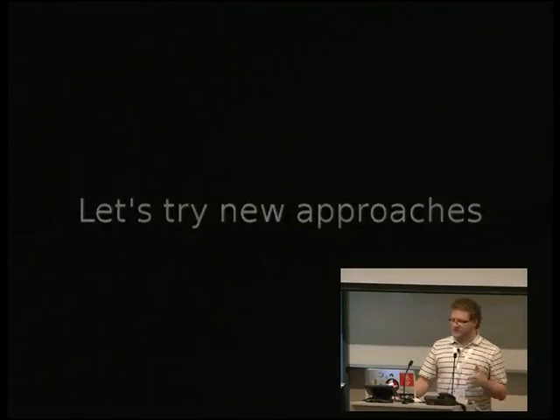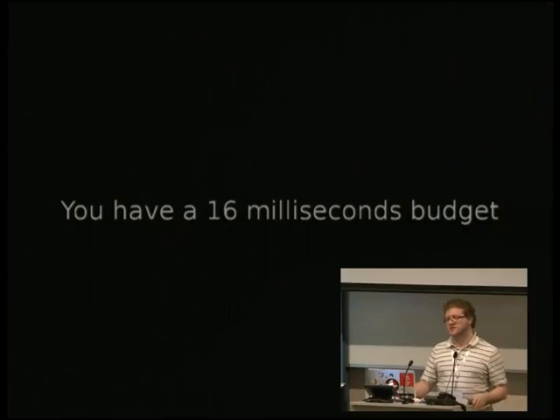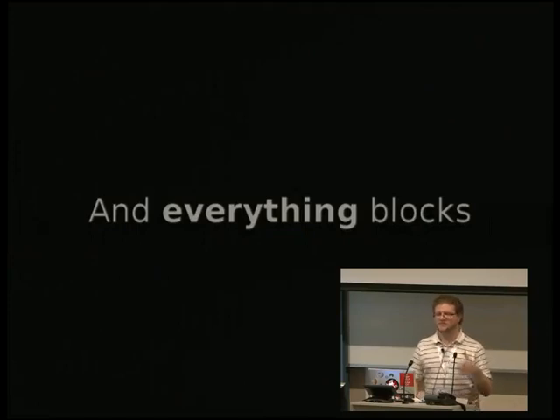The conventional wisdom, for instance, of using threads and toolkits with a main loop is that you should not be crossing the streams. But you have to realize that it's a very hard constraint not to start using the multiple cores in your laptop or in your mobile phone or mobile platform. Mostly because you have a main loop and you have a very, very hard budget, which is usually 16 milliseconds, and everything blocks. Everything can block, and everything will block, especially if it picks up something from application code.